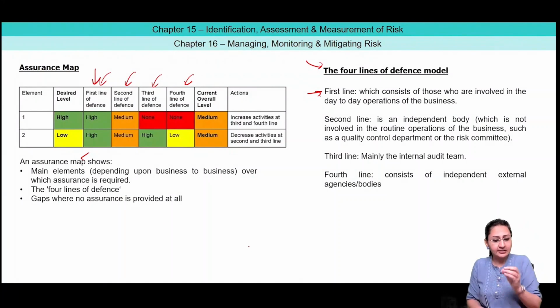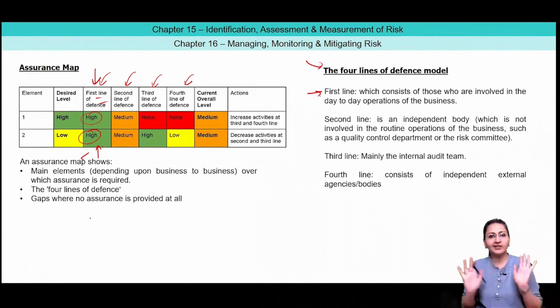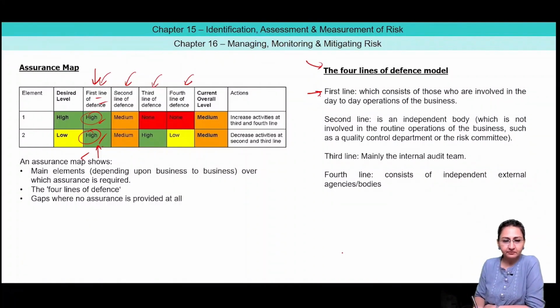If any risk arises, these will be the people who will get to know. If machinery breakdown is a risk, these will be the people who will get to know about it, right? So this is the first line of defense. For the first line of defense, you will identify if they are prepared or not. Is this defense fine or not? You will mark here.